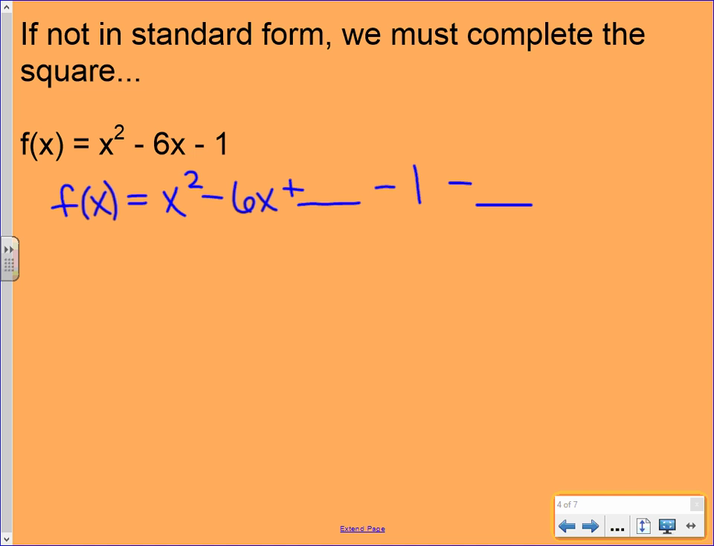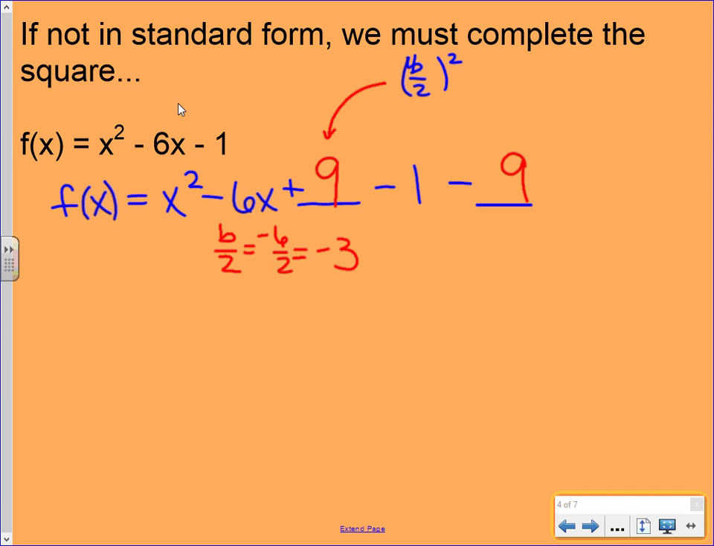So, let me remind you how we complete the square. This coefficient, you've already written it down, it's b. We're going to take b over 2, which would be negative 3. And that squared, what is that squared? That is our mystery number. So this mystery number is b over 2 squared. That's how we get that.